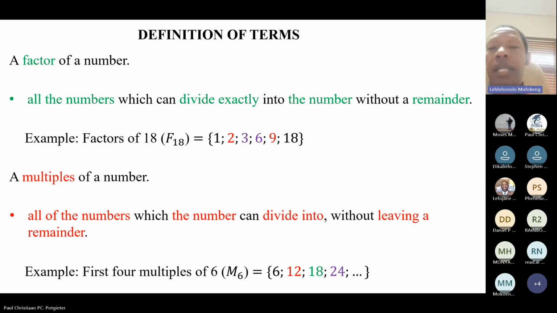And be aware that the multiples are continuing up to infinity because for us to have the multiples, we must multiply that number with natural numbers, and natural numbers are continuing indefinitely.